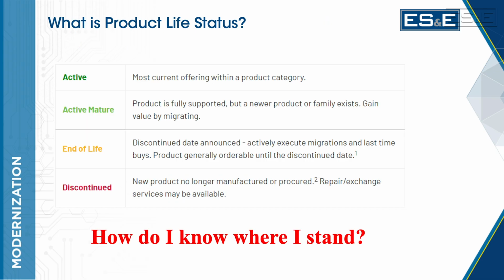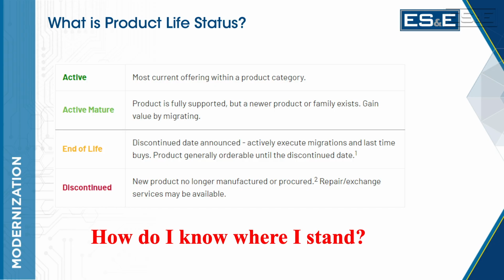Again, when it comes to product life status with Rockwell, the one thing you want to look at is active, mature, end of life, discontinued. Rockwell rates all the products they build in these categories right here. Active means you're good, green's good, right? Active mature means it's been around a while, but it's still available.